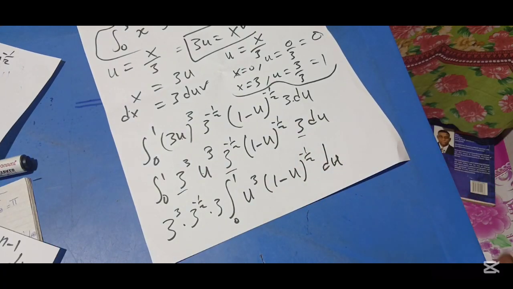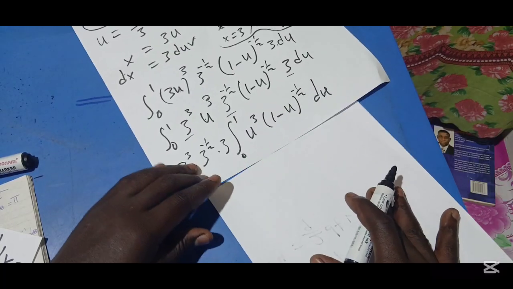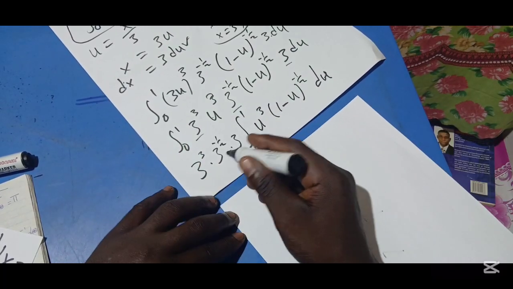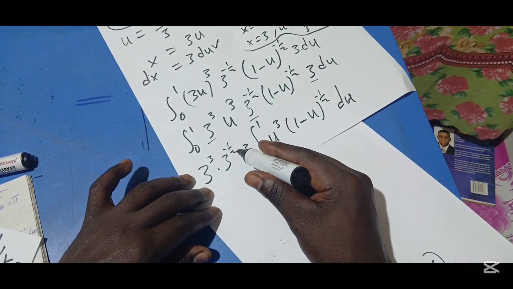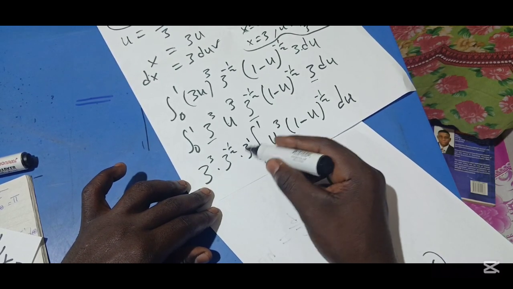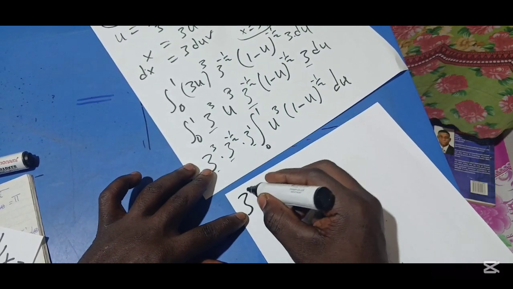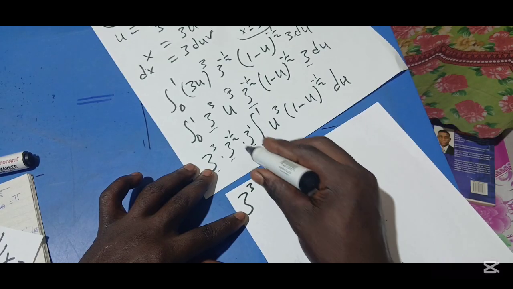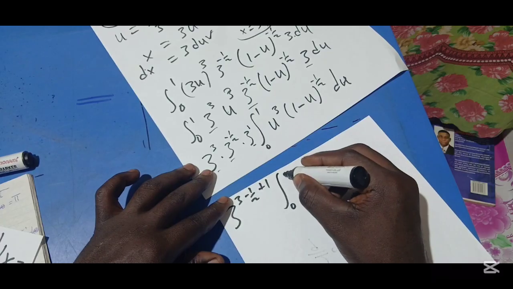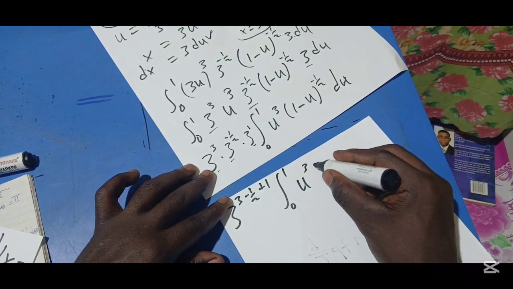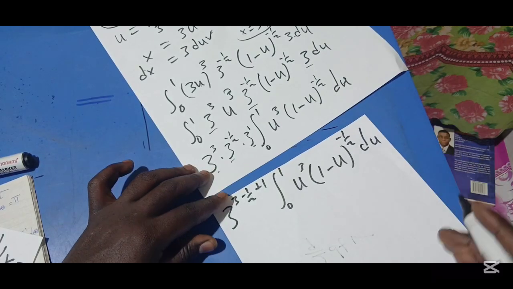So let's continue. You can see that from indices we can simplify this. We have 3 to the power 3 and 3 to the power negative 1 on 2 and 3 to the power 1, right? Since they have the same base, you can definitely add the powers. So adding the powers, you can have 3 to the power 3 minus half plus 1. Integral from 0 to 1, u to the power 3, bracket 1 minus u all to the power minus half du.